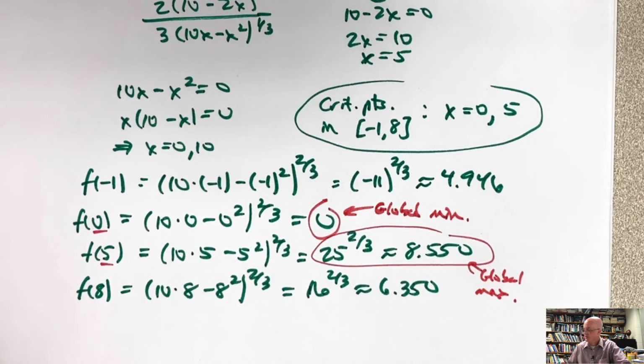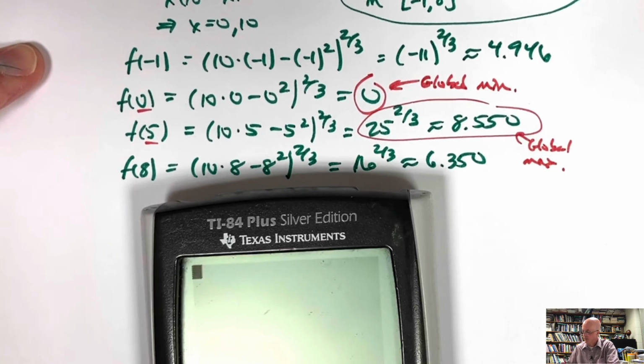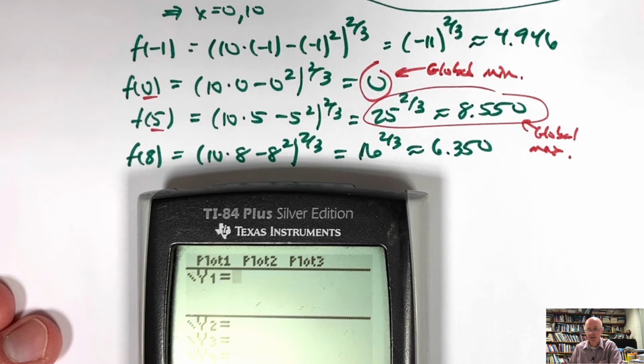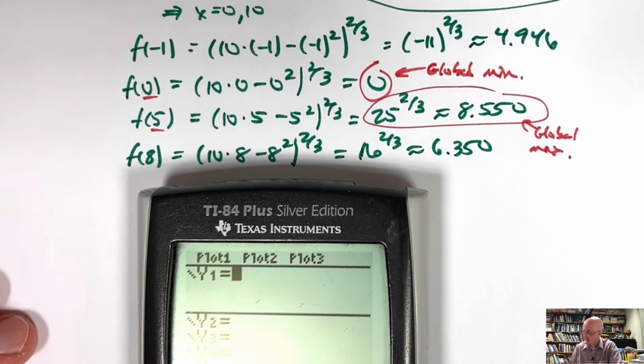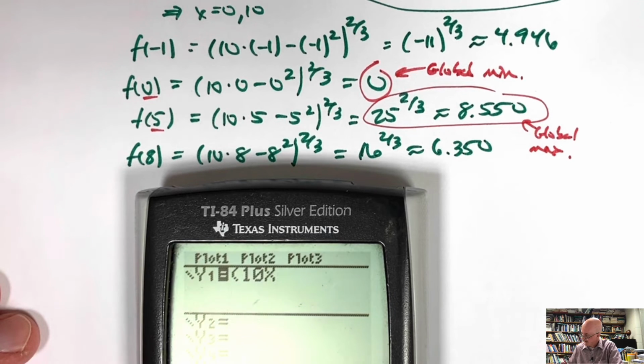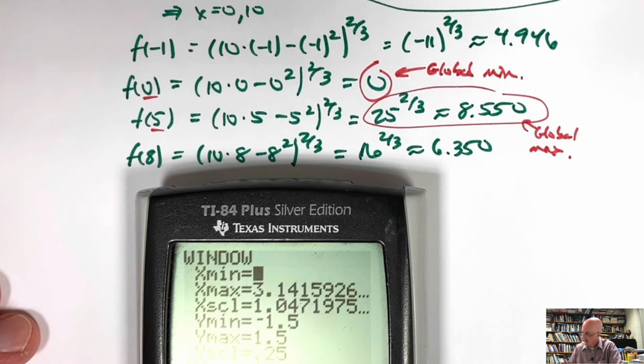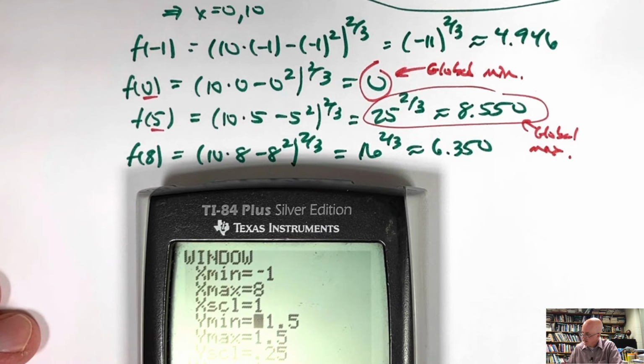Let's just go ahead and use the technology to graph it right away. It's not an infinite slope at the point in question, at least not a two-sided infinite slope, you might say. Instead, there's a corner in the graph, sometimes called a cusp. So the function, again, is 10x minus x squared, all to the 2/3 power. Window in question is -1 to 8. Let's go, say, 0 to 10 for the y min and y max.